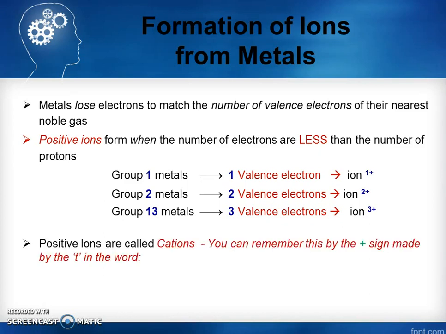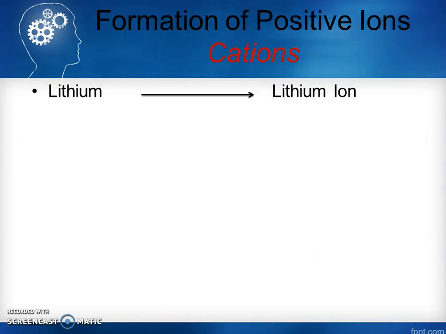Positive ions are called cations, and you can remember this by the plus sign right in the word cation. That t looks like a plus, for positive. So cations are positive ions. Let's take a look at how this happens.